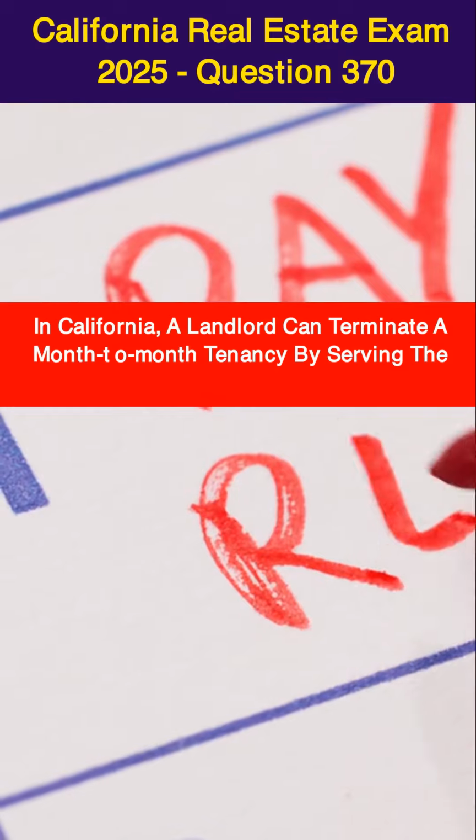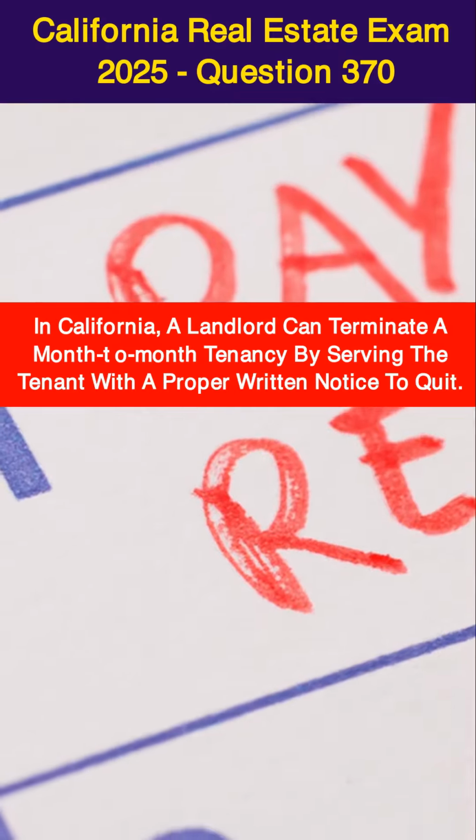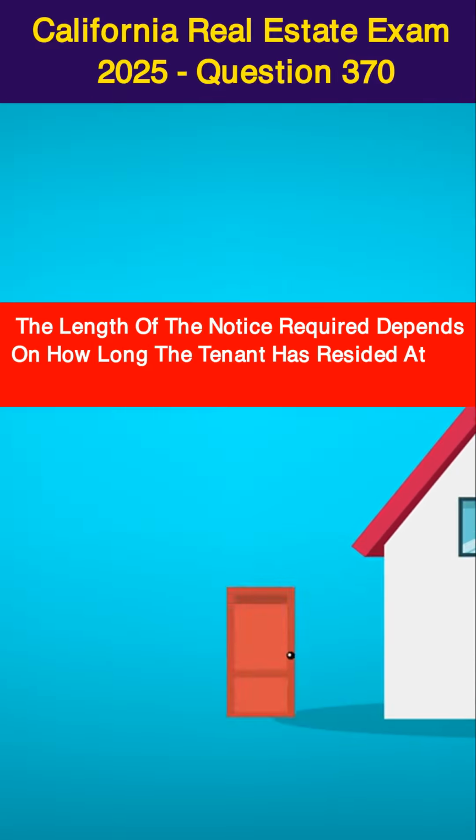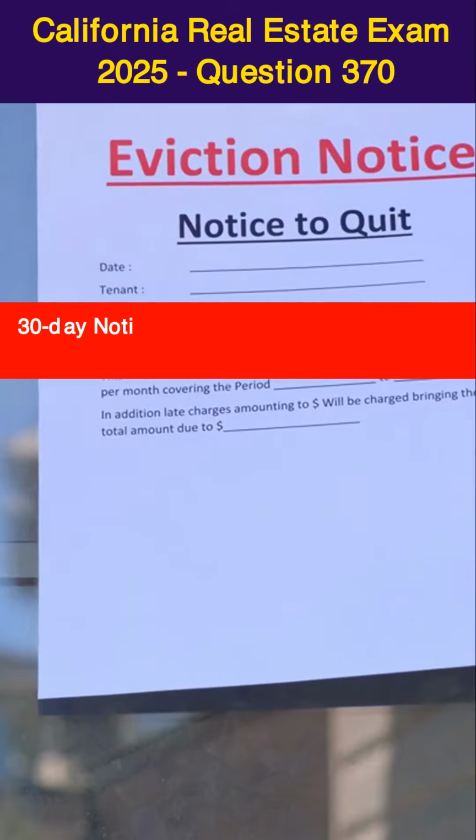C. There is a month-to-month lease, and the tenant does not move out after a 30-day, 60-day or 90-day notice to quit. In California, a landlord can terminate a month-to-month tenancy by serving the tenant with a proper written notice to quit. The length of the notice required depends on how long the tenant has resided at the property.